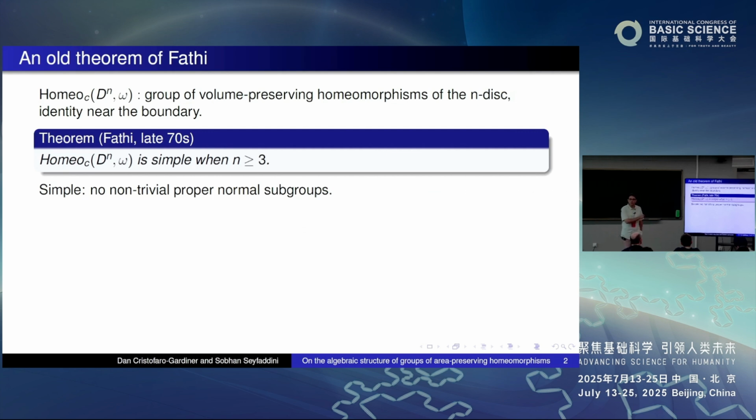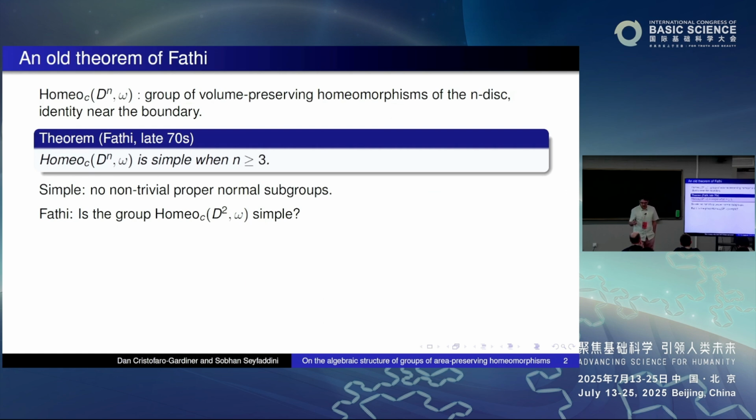Now, when n is 1, the group is just a trivial group. There's nothing to check. And so the remaining case is that of n equals 2. In that case, the question becomes: is the group of compactly supported area-preserving homeomorphisms of the 2-disk a simple group or not? That's a question that he raised in his paper from, I believe, the late 70s or maybe 1980.